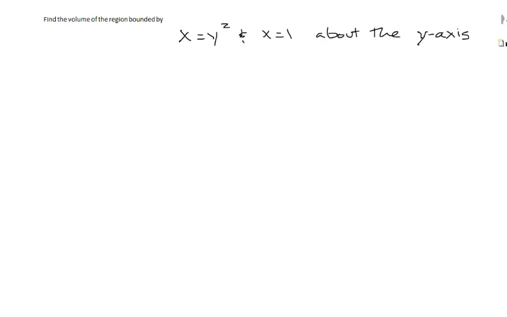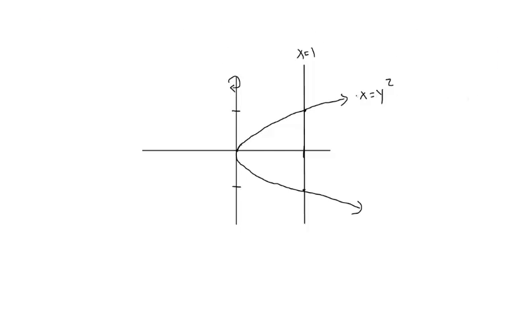So when we take a look at our picture, I have x is equal to y squared and x is equal to 1, and then we're rotating around the y-axis. So we're taking horizontal slices, so we're perpendicular to our axis of rotation, and we need to know our intersection points. And we're going to do that by setting our two functions equal to each other. So we have y squared is equal to 1, and y is equal to plus and minus 1. So here we have 1 and minus 1. So our limits of integration are -1 to 1.